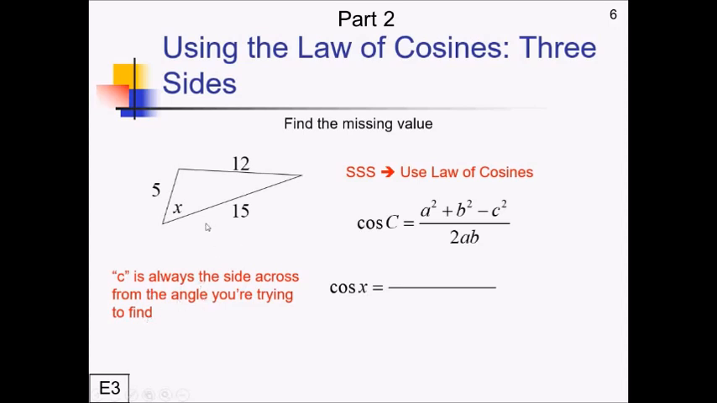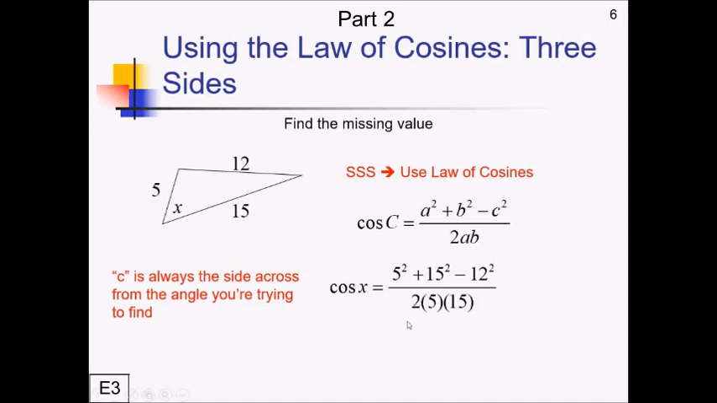So if we look at this triangle here, we're trying to find this angle down here. The side across from this angle, the opposite side, is this 12 over here. So in this problem, 12 is our little c. And then 5 and 15, those are going to be your a and your b. So a squared plus b squared means 5 squared plus 15 squared. And then we have minus 12 squared. And then down below, we've got 2 times the legs of the angle that you're trying to find. So 2 times 5 times 15.